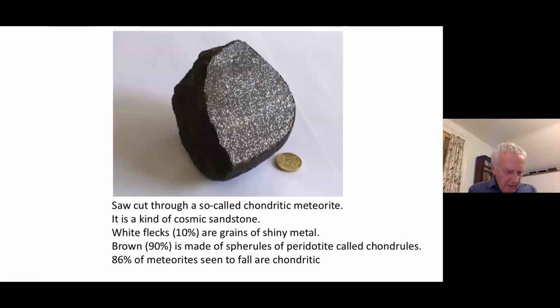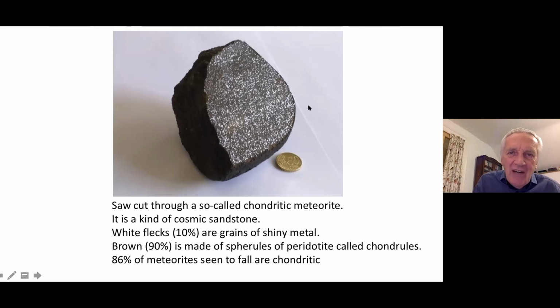Well, when a meteorite is examined, here's a saw cut through one of the Irish meteorites, the Dundrum meteorite. It's a so-called chondritic meteorite. And the sawn surface shows that inside it's made of bits. It's a kind of cosmic sandstone. And 10 to 15% of the bits are shiny there. They're little flecks of metal, iron. And the rest, the brown, is made up of spherules of peridotite called chondrules.